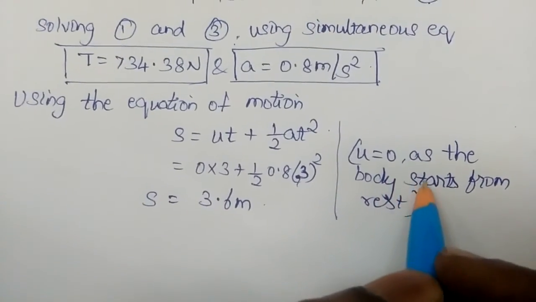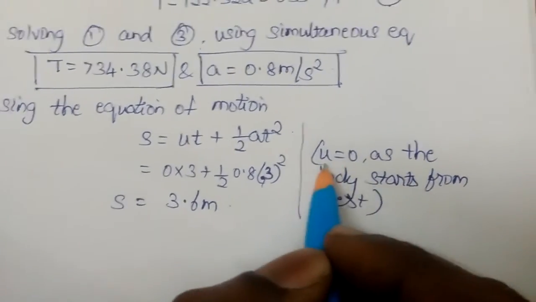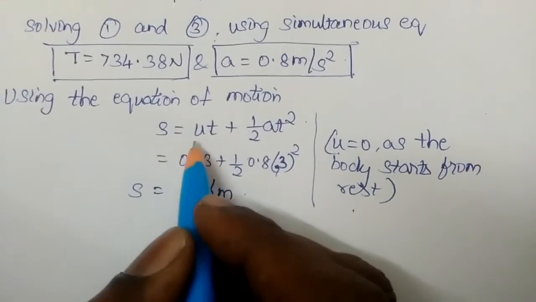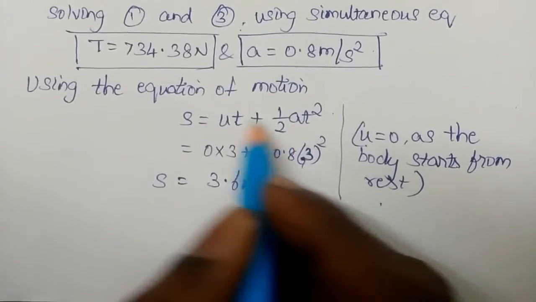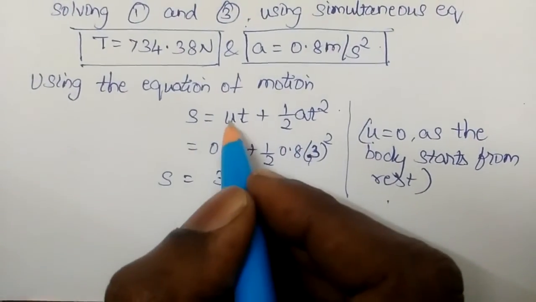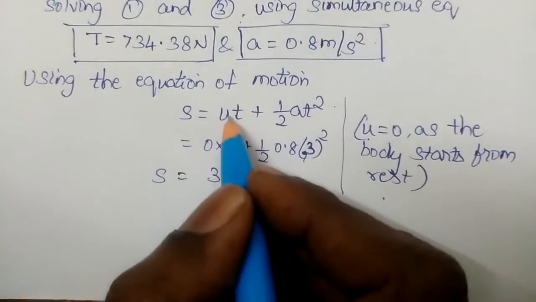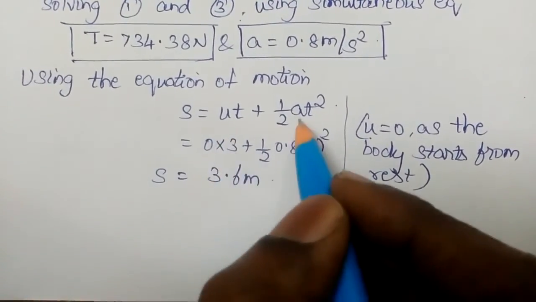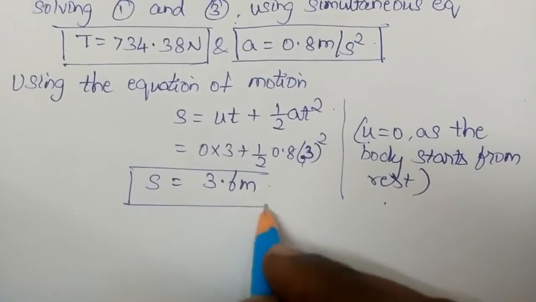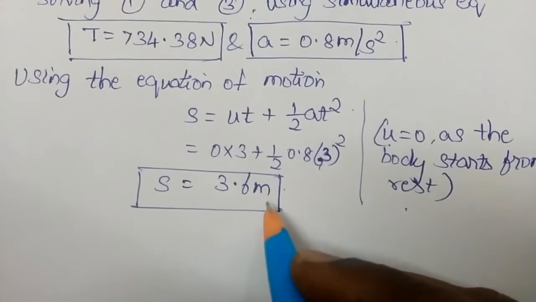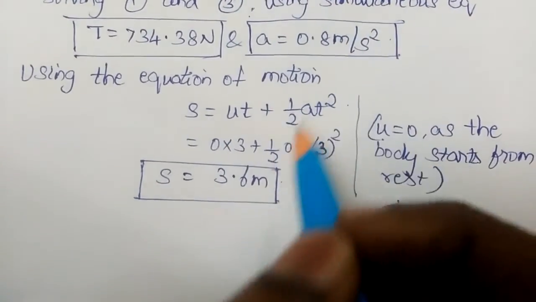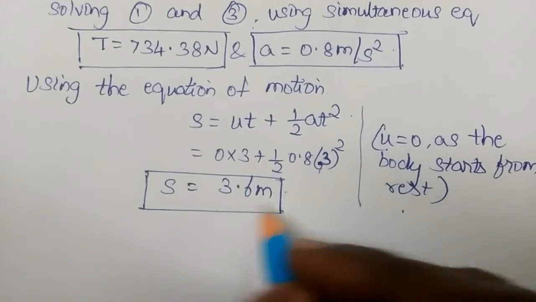Since the block is moved from rest, the initial velocity will be u equal to 0. So s equal to ut plus half at square. This is one of the equations of motion. When you substitute u equal to 0 as the block moves from rest, and substitute all these values, we get s equal to 3.6 meter. So this is the answer we have got when the block has moved after 3 seconds.